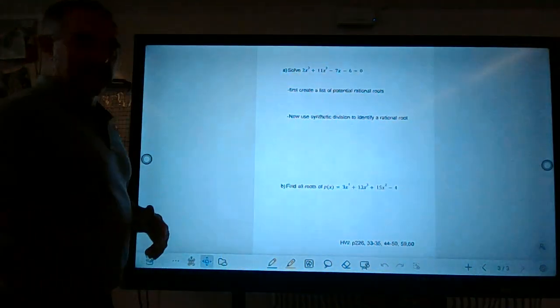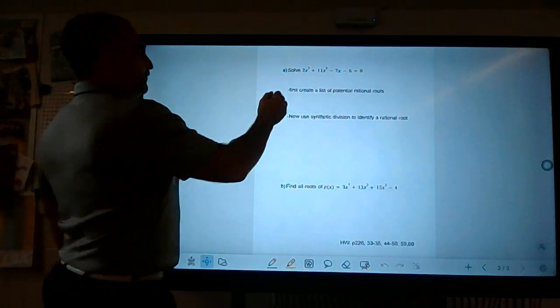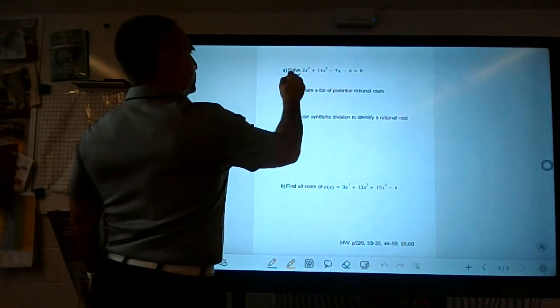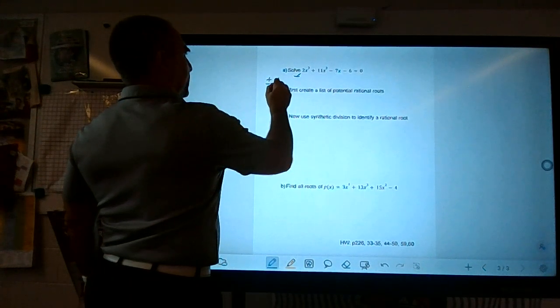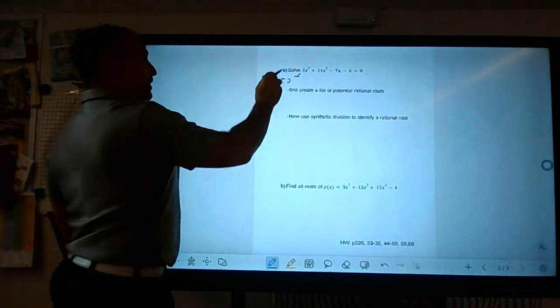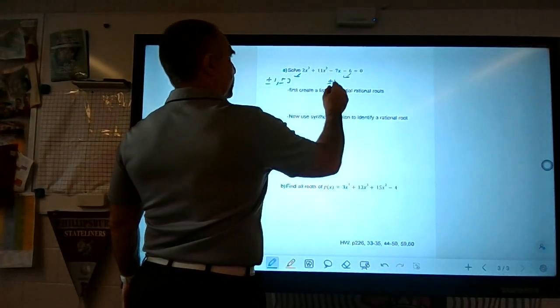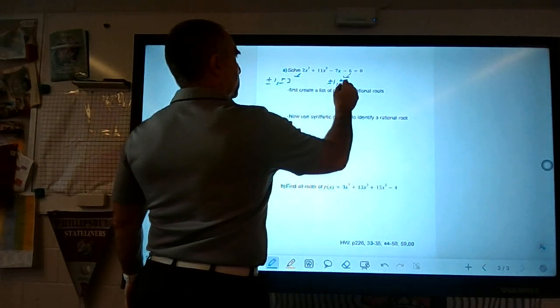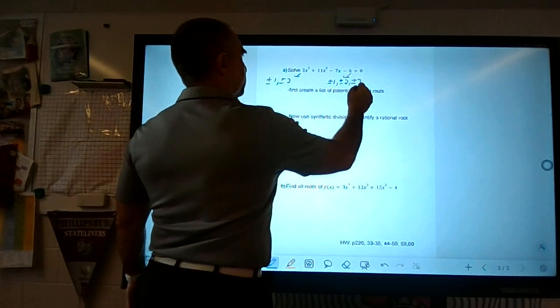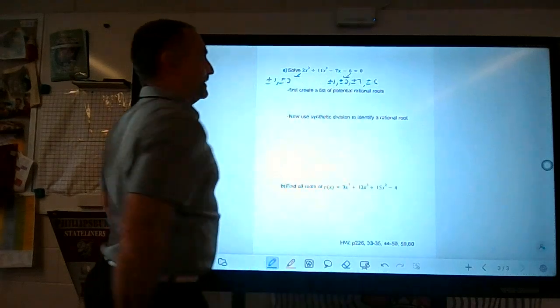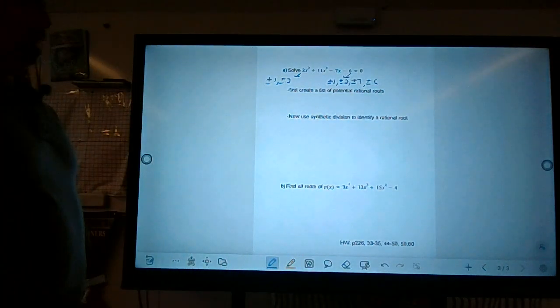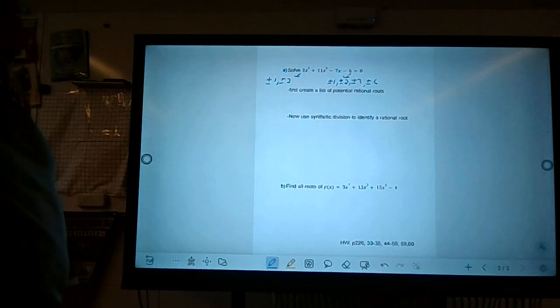All right, so let's take a look at it in action. First thing I'm going to do is take that 2 and break it down to ±1 and ±2. That's how to factor 2. Then I'm going to look at this 6 and factor it. It could be ±1, ±2, ±3, and ±6. Those are the integers that factor into 6 and 2.